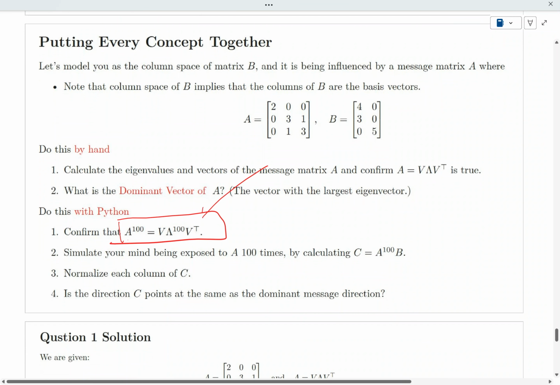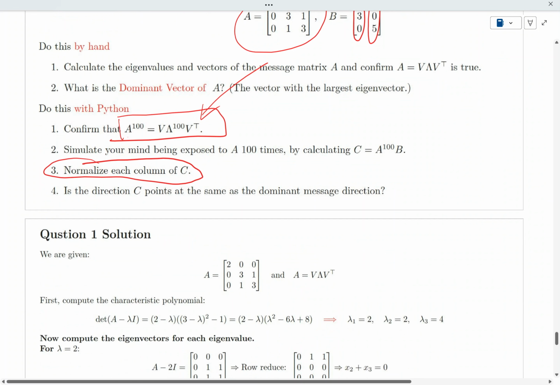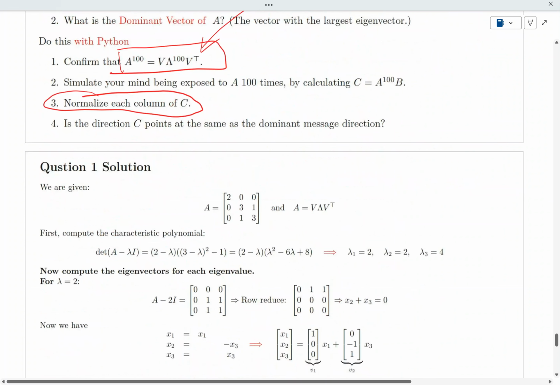Once you simulate this, you can normalize each column. So what I mean is, as you get exposed to this, your vectors are going to change over and over and over again every single time you get exposed. So after 100 times, you want to figure out the unit vector for each and every one of them. The unit vector should point in the same direction as the dominant messaging of A. Okay, so that's it. Pause the video and do this.